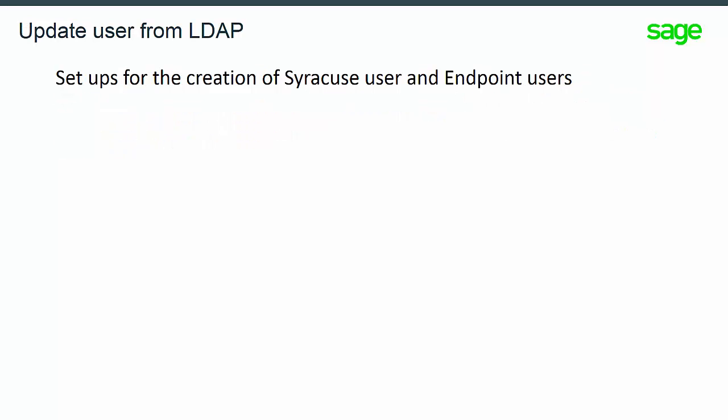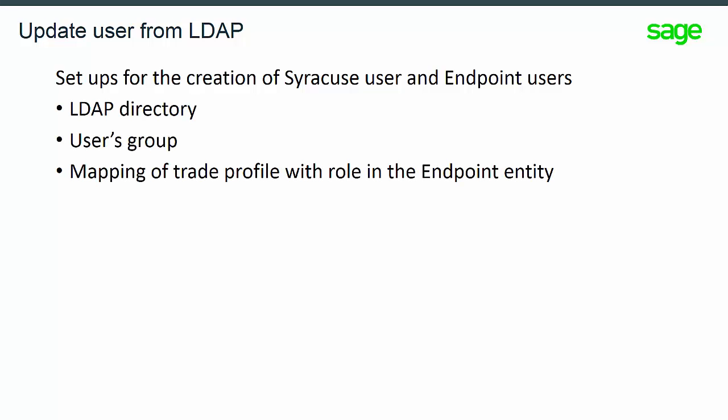In order for the update of users from the LDAP directory to run smoothly, some entities have to be set up. The LDAP directory needs additional information that allows it to map the LDAP group with the Syracuse group. On the group entity, it is possible to choose the LDAP group to be mapped to the Syracuse group. In order that the tool can automatically create the endpoint user during the synchronization, the trait profile of the endpoint should be mapped with the Syracuse role.